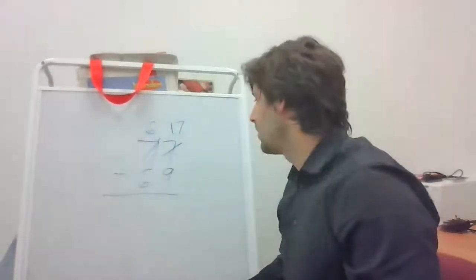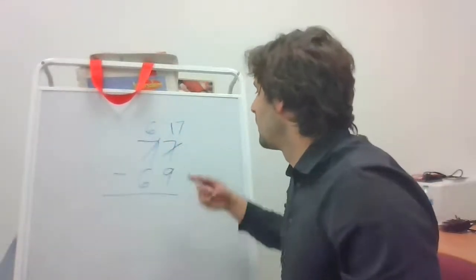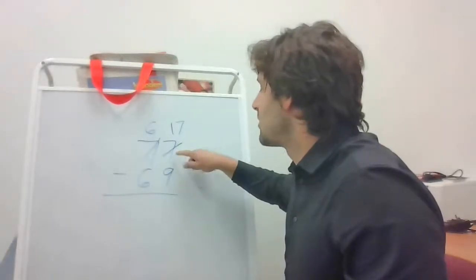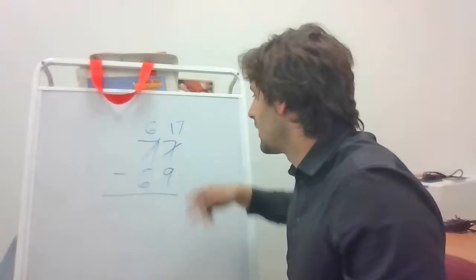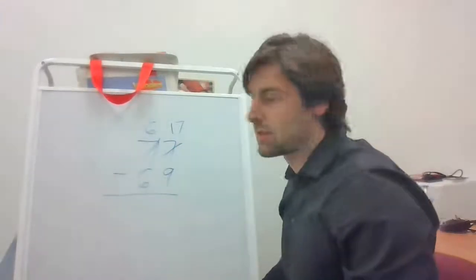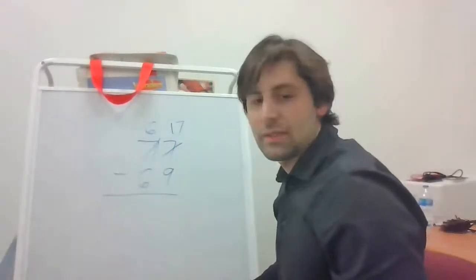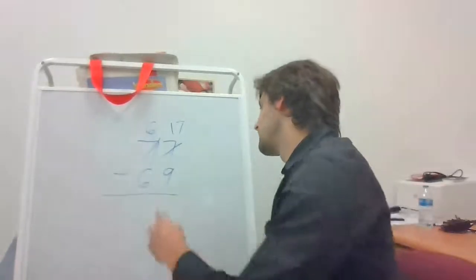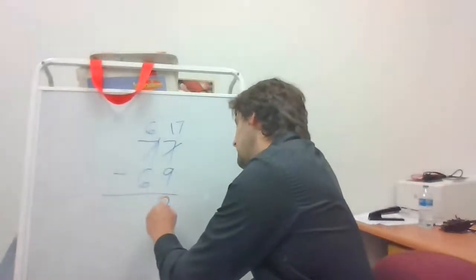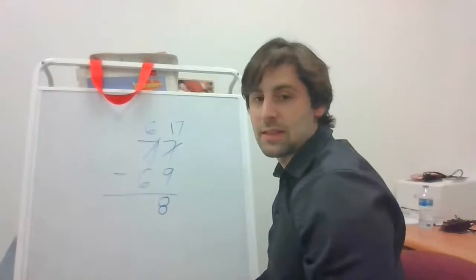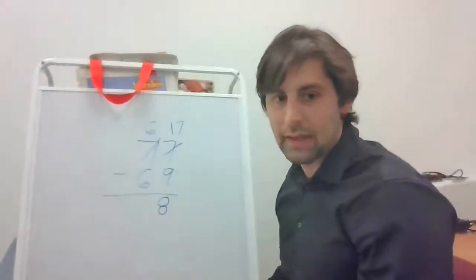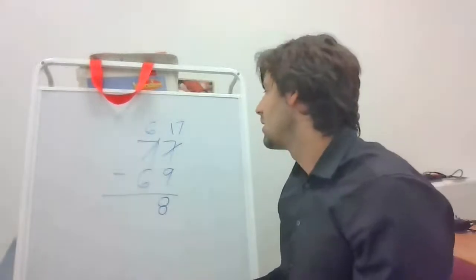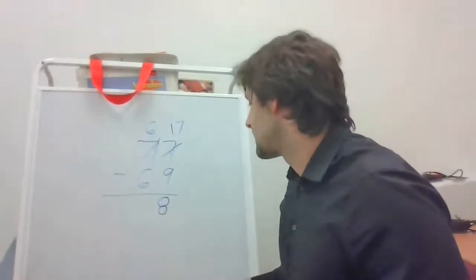When we regroup, when we take a 10 and add it to the ones place, just think of it as crossing out the number and then rewriting it with a 1 in front of it. 7 with a 1 in front of it is 17. So 17 minus 9 equals 8. 6 minus 6 equals 0. We could put a 0 in the tens place, or we could leave it blank. Either way, it would be correct. But we have our answer. 77 minus 69 equals 8.